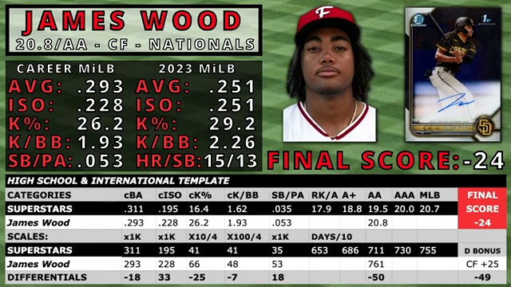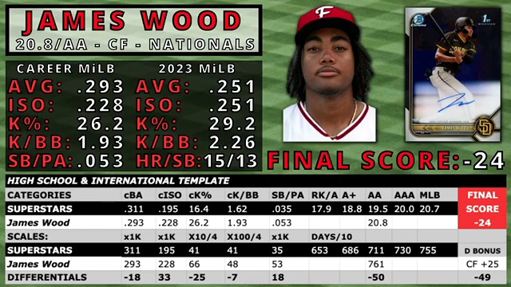So James Wood is definitely a guy to keep an eye on. I know his stuff's pretty expensive right now, but the power speed ceiling, there's probably more of a power ceiling than a speed ceiling, but definitely a guy to keep an eye on as we come into the back half of 2023, because there's a good chance he could improve his average, because like I said, he's got a career average of .293, but he's going to have to lower his K rate a little bit to do that. So watch the power, watch the Ks. His final score is -24, which really isn't that bad, and you'll see why when we get to our all-time rankings.